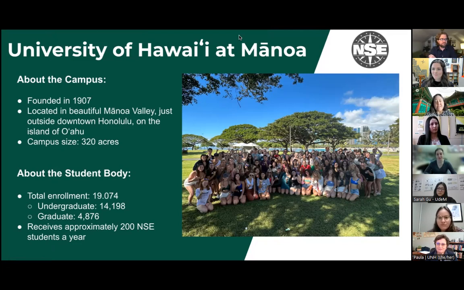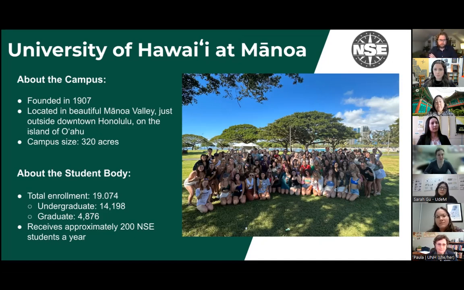Aloha, everyone. My name is Allison Yap, and I am with the University of Hawaii at Manoa. And I'm just going to share a little bit about our campus and the language opportunities that we have here in beautiful Honolulu, Hawaii. Our campus was founded in 1907. It's just outside of downtown Honolulu in beautiful Manoa Valley, and we are located on the island of Oahu.